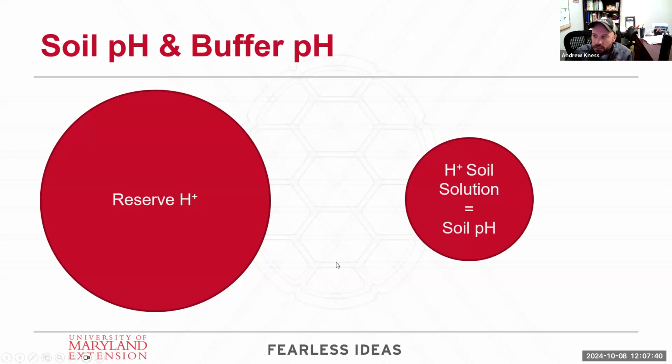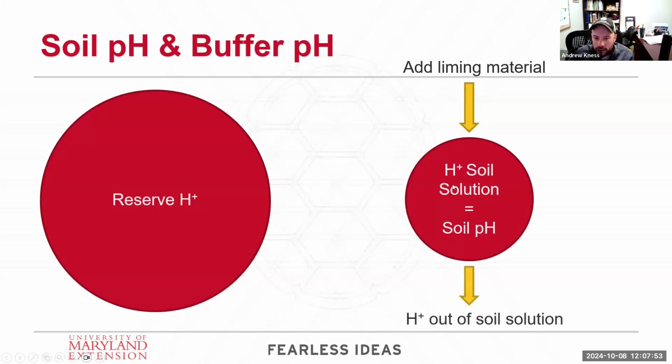But what happens is when you add liming material to raise your pH, it binds to some of the hydrogen that's in your soil solution and pulls it out of solution. So there's less hydrogen ions in that soil water, which in turn raises your soil pH.